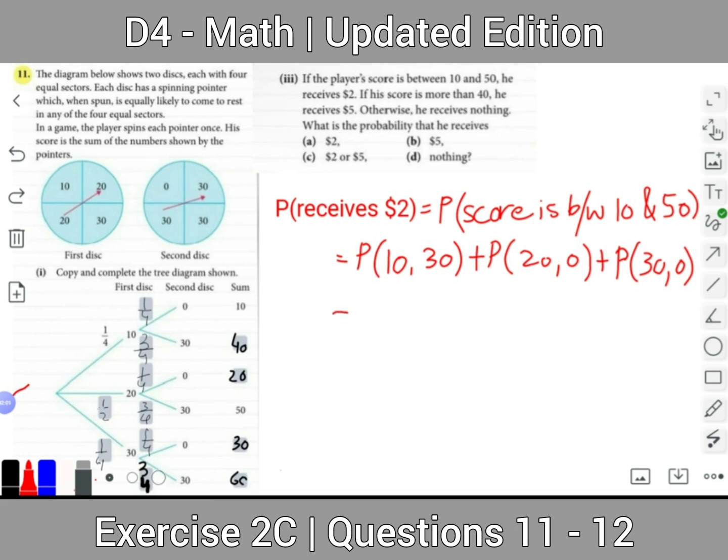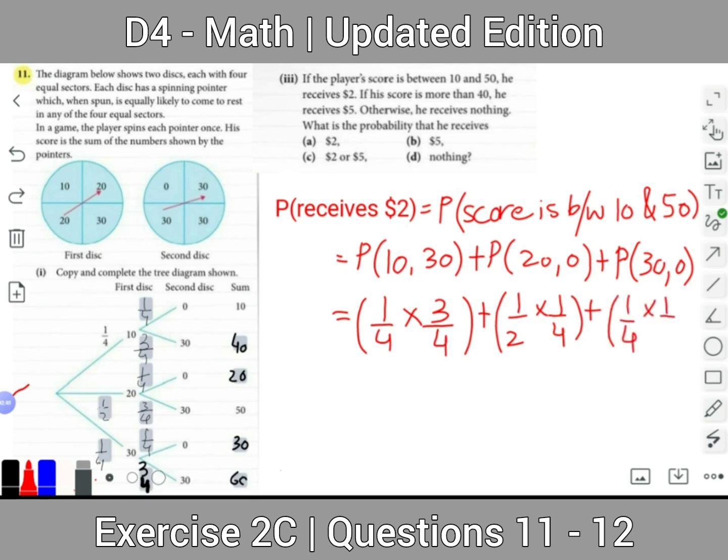Now we will apply here the multiplication rule of probabilities, and from the tree diagram we can get the probabilities of these combined events. So the probability that the pointer spun stops at 10 on the first disk is 1 over 4, and for 30 on the second disk is 3 over 4, plus for 20 we have 1 over 2, and for 0 we have 1 over 4, plus the probability for 30 is 1 over 4, and for 0 we have again 1 over 4.